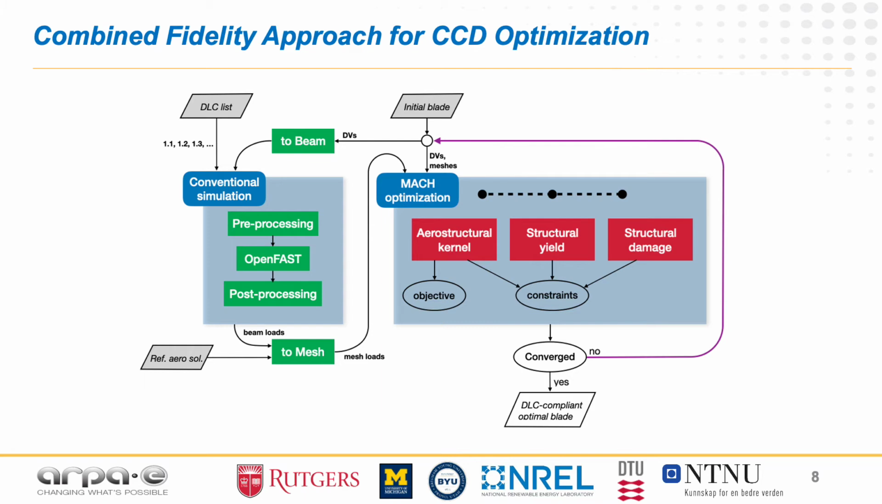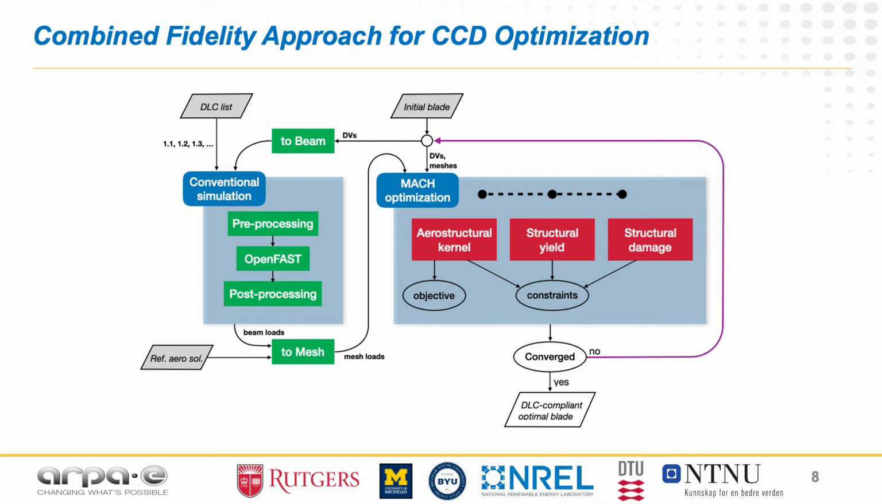The approach that we present here provides a way to combine steady high-fidelity simulations and unsteady conventional simulations into a single optimization. The result is a design that is both optimal from the perspective of the high-fidelity aerostructural solver, but also complies with the design load cases defined in the standards.